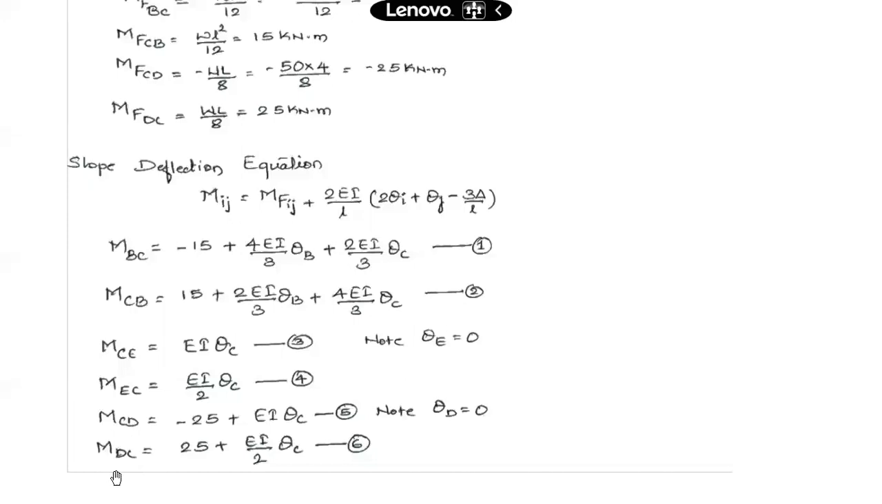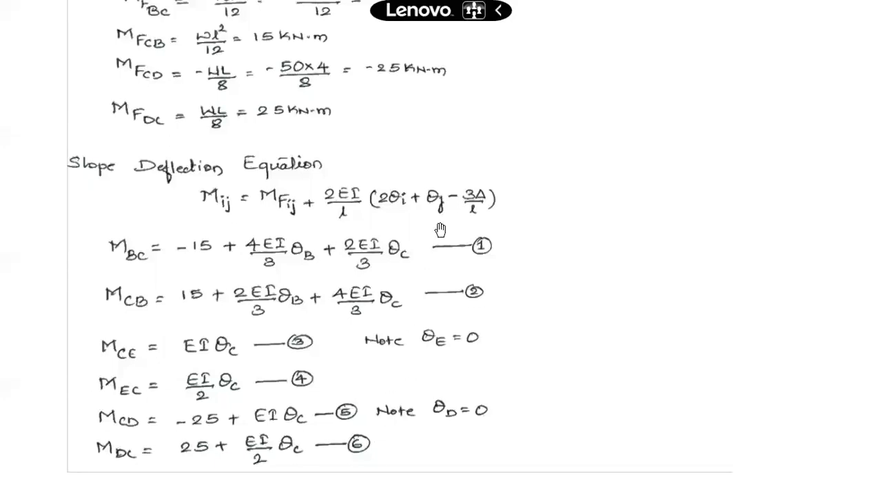Same for member CD. When I move to joint D, what will happen to this equation now? MDC will be equal to MFDC plus 2EI by L into bracket 2 times theta D plus theta C minus 3 delta by L. Okay, so here what are the 0 terms? Theta D is 0, so this 2 times theta D will become 0. Delta is 0, so 3 delta upon L will become 0. I'll be left only with 25 plus 2 EI by 4 into theta C, which will be EI by 2 into theta C. Okay, so this is what I have, MDC.